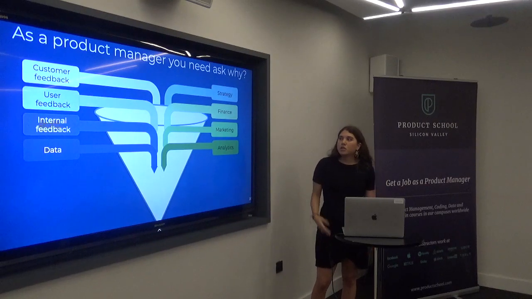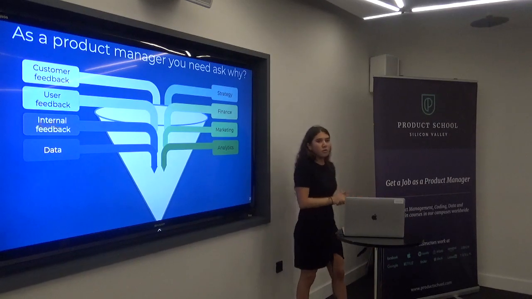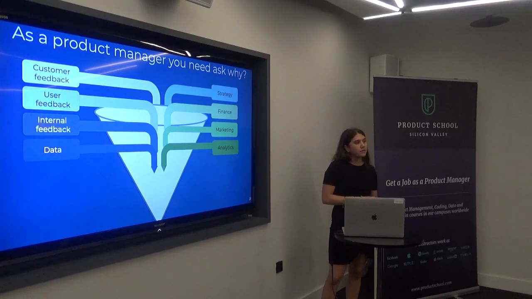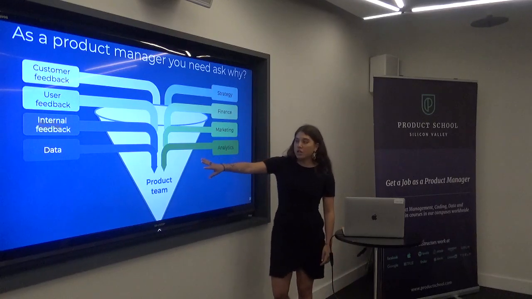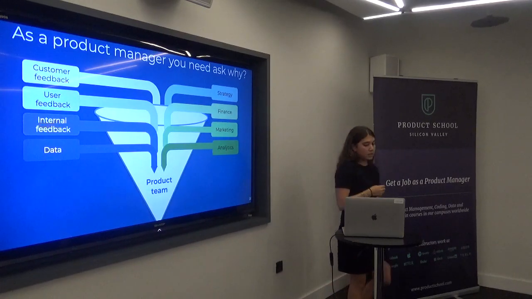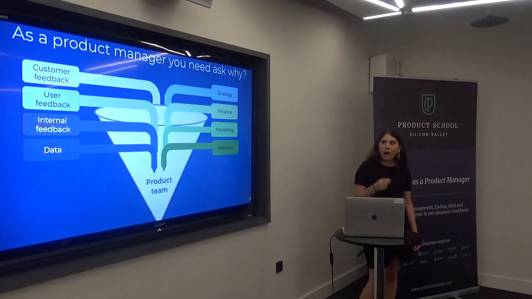And so as a PM, what do you do? You have all this information, all this input. How do you know what's right? A product manager sits actually just there. Your job is to be the funnel. It's to ask why. Why am I going to add this to my roadmap? What benefit is it going to give to my company?